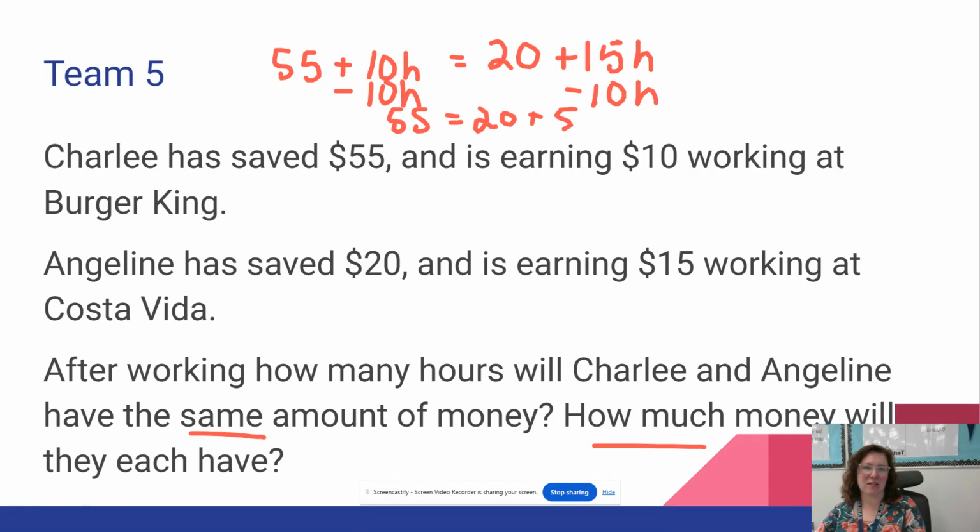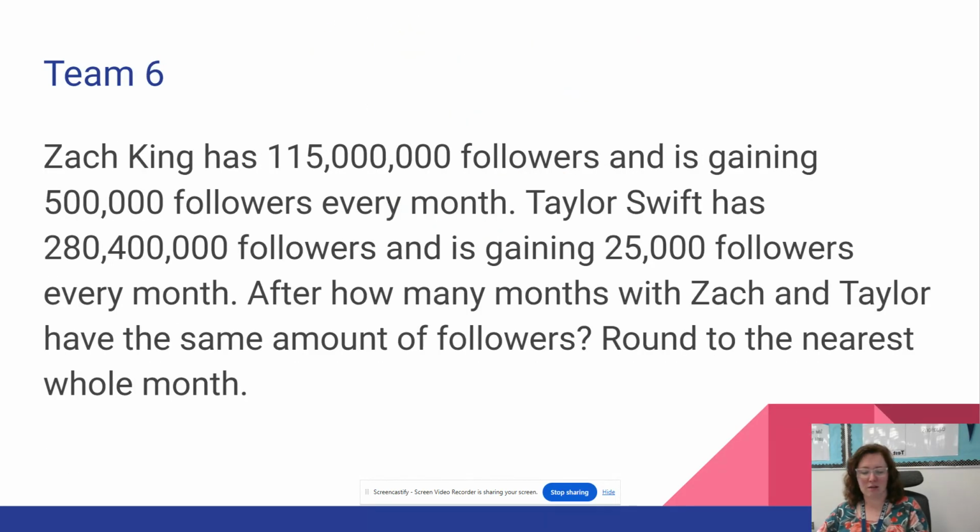15 minus 10 is 5, and then it's just a 2-step equation. Subtract 20 on both sides. 55, 45, 35 equals 5H. Divide by 5, and it took them 7 hours to earn the same amount of money, and then we could plug it in. 20 plus 15 times 7, or 55 plus 10 times 7. Either one. Okay, our last one.